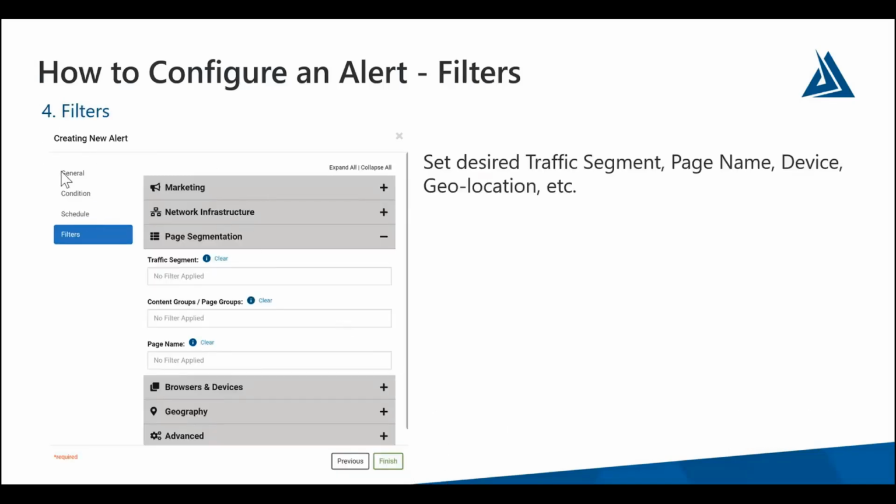All right, and the last step is filters. So go ahead and set any desired traffic segment, page name, browser or device, and location, or any of the rest of these filter options. That will be the last step, and you can go ahead and click finish there, and that'll do it for you. So that'll start running immediately unless you scheduled the alert ahead of time.